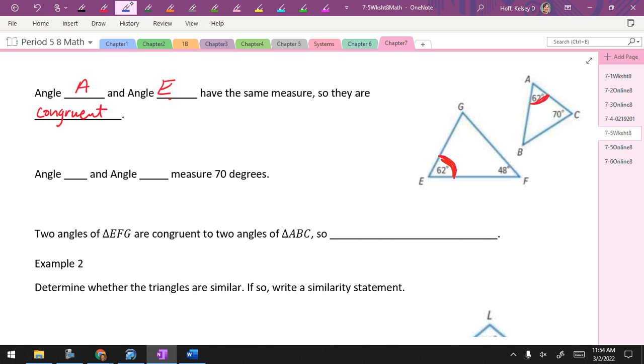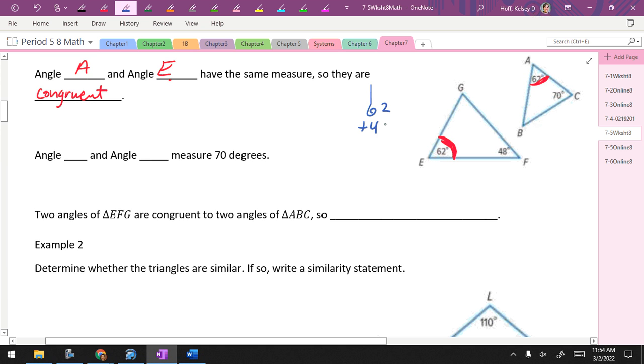Okay, so if we take 62 plus 48, the other two angles, what do I get when I add those together? 110. Then what should I do with that? We don't know it's 70. Take 180 minus 110, which would give us 70, proving that G is 70 degrees. Okay? So angle G and C measure 70 degrees.